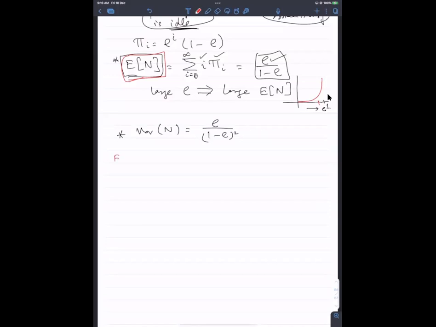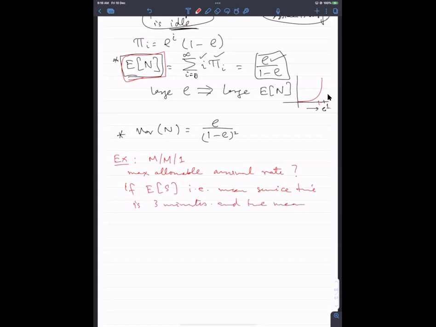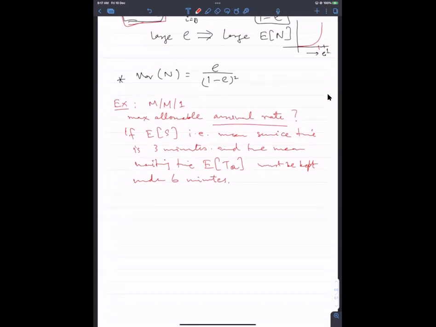So I have one very quick example that I'm going to finish. For an M/M/1 queue, what is the maximum allowable arrival rate if the expected value of S, that is the mean service time, is 3 minutes, and the mean waiting time, the expected value of T_Q, the time to wait in the queue, must be kept under 6 minutes? We do not want it to exceed 6 minutes. So what arrival rate is allowed?